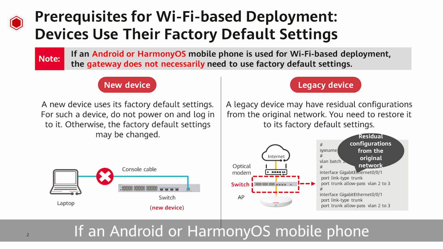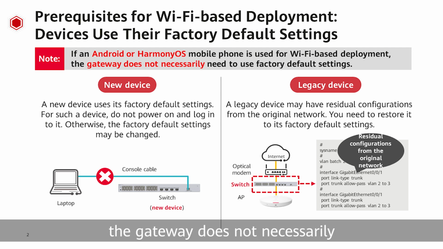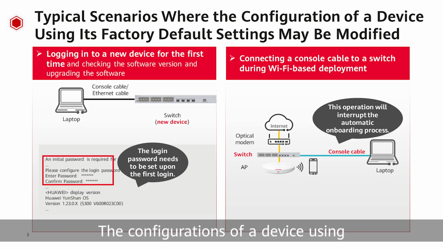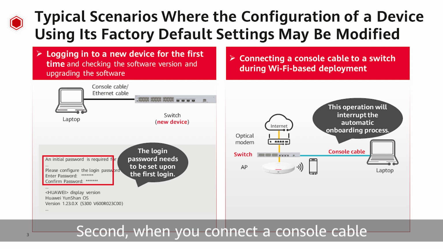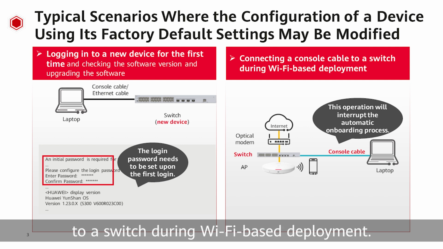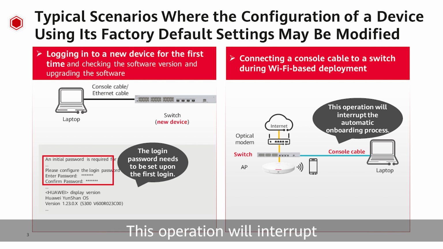If an Android or Harmony OS mobile phone is used for Wi-Fi-based deployment, the gateway does not necessarily need to use factory default settings. The configurations of a device using factory default settings will be changed in the following scenarios. First, when you log into a new device for the first time and set a password. Second, when you connect a console cable to a switch during Wi-Fi-based deployment. This operation will interrupt the automatic onboarding process.